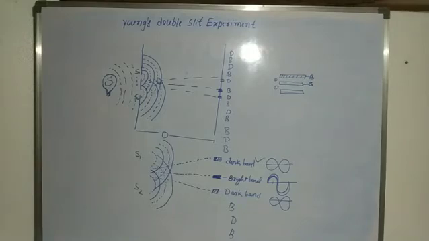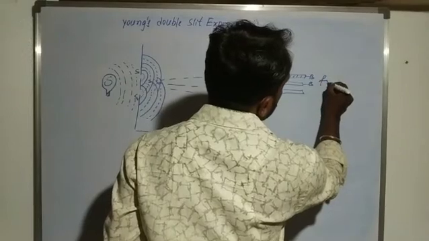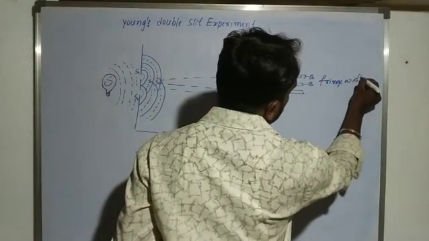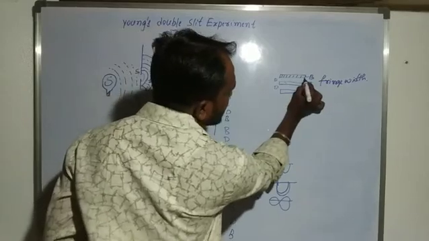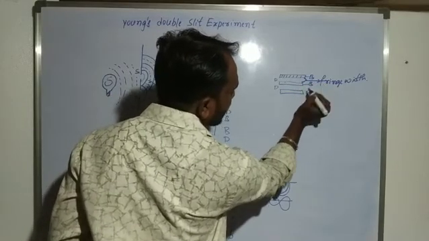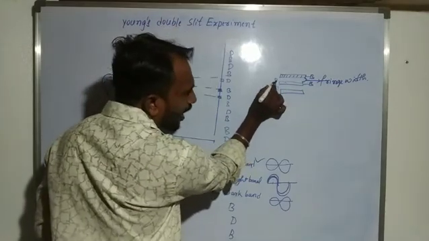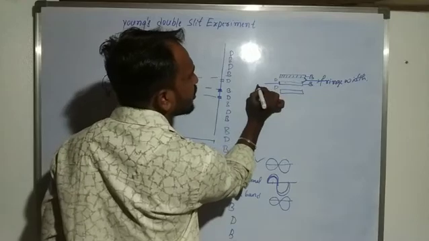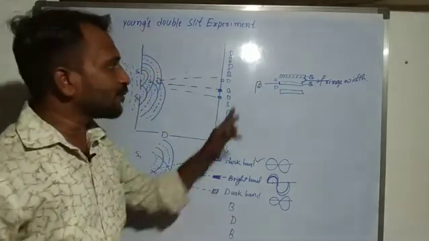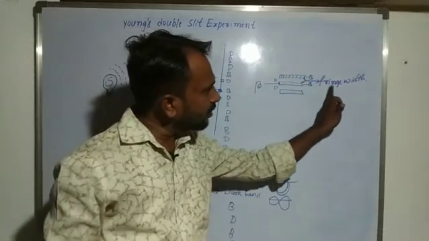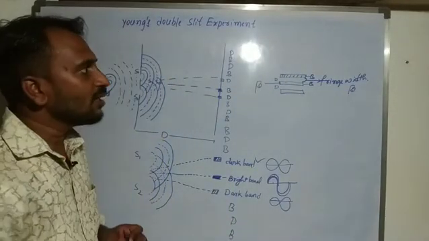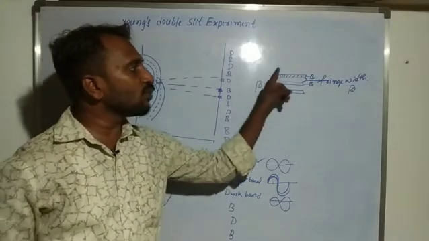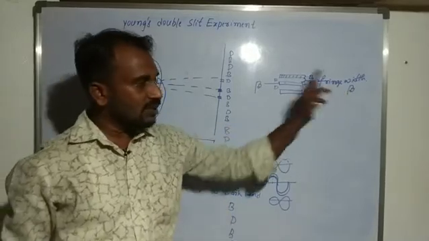So fringe width is the distance between two bright bands or two dark bands. This distance is the fringe width, or here where two dark bands are there, the distance in between is the fringe width. Generally fringe width is represented by beta. And here also we get a fringe width, so this distance is also represented by beta. So fringe width is the distance between two bright bands or two dark bands.